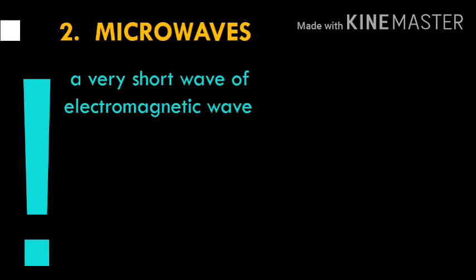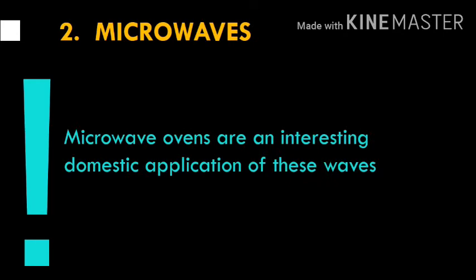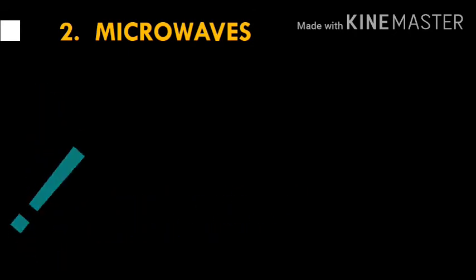Next are the microwaves. Microwaves are very short electromagnetic waves. Microwave ovens are an interesting domestic application of these waves, and due to their short wavelengths, they are suitable for the radar systems used in aircraft navigation.